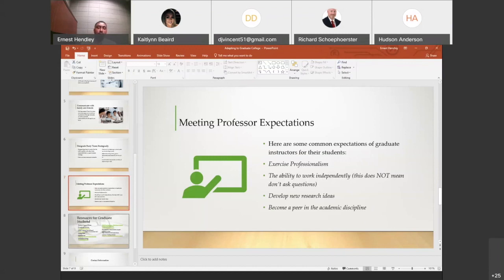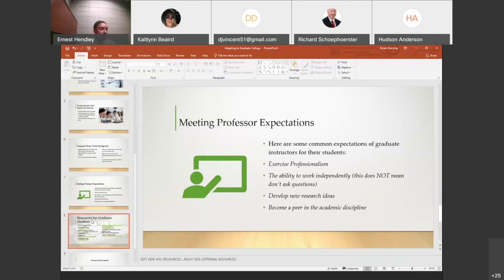Develop new research ideas. Again, it's a big push in graduate school to produce new research. That's a very, very important mission of the graduate college and graduate students, to be innovative and develop new research ideas, whether it be through thesis or research projects, etc., and then ultimately become a peer in the academic discipline. Take what you've learned here and then join as an expert researcher or explorer in the academic field of choice.